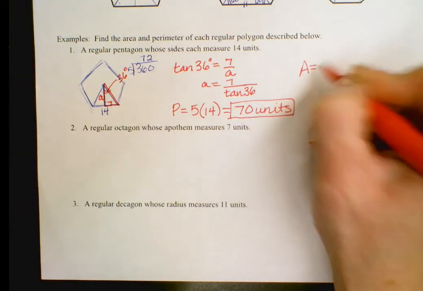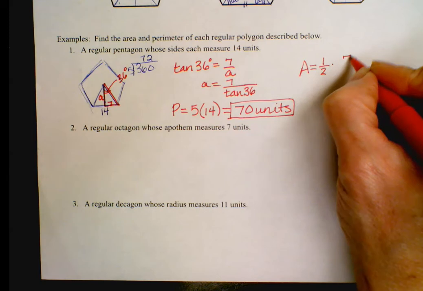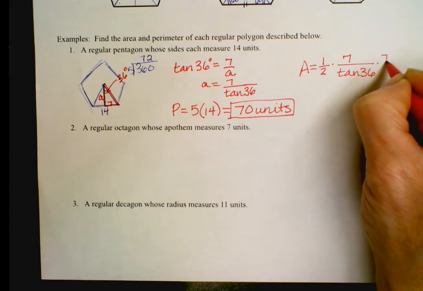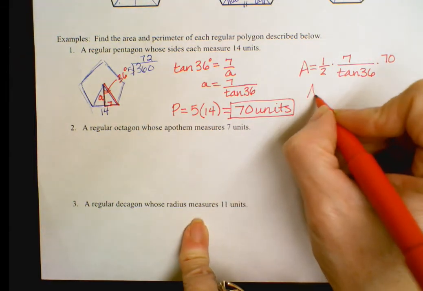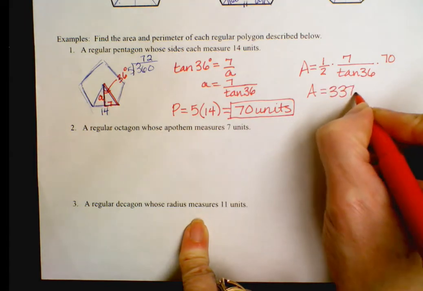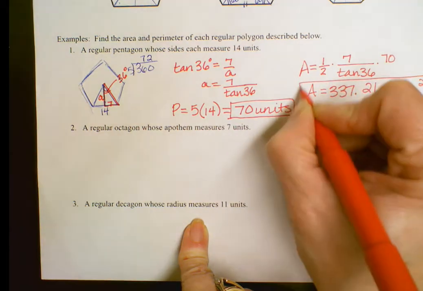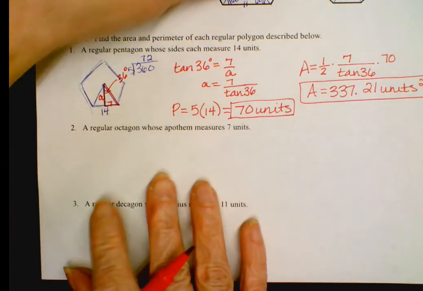The area of a regular polygon is 1/2 times A times P. So 1/2 times that fraction for A, 7 over the tangent of 36, times P, which we've determined to be 70. Here again, with your tangent, when you type that into your calculator, make sure you close the parenthesis after the 36. So the area in this case is 337.21 units squared, since it's an area. And that takes care of finding the area of a regular pentagon given its side length.